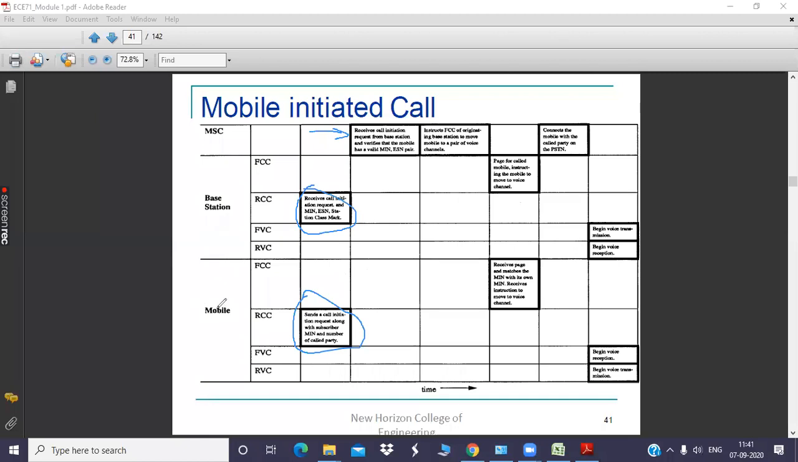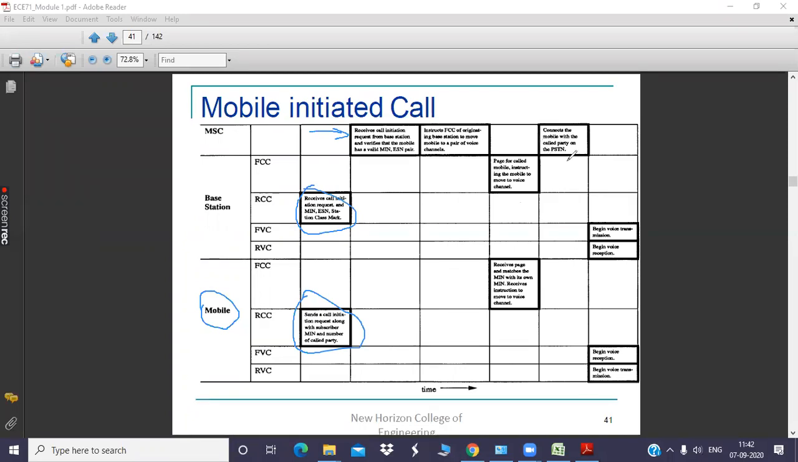Whoever is initiating the call, that is what's mentioned here as the mobile. So this mobile will receive the page, matches the MIN with its own MIN, and receives the instruction to move to the voice channel. So the mobile that has initiated the call and the called subscriber both will get instruction from the MSC to move to a specific voice channel. Now, after this, it connects the mobile with the called party on the PSTN.